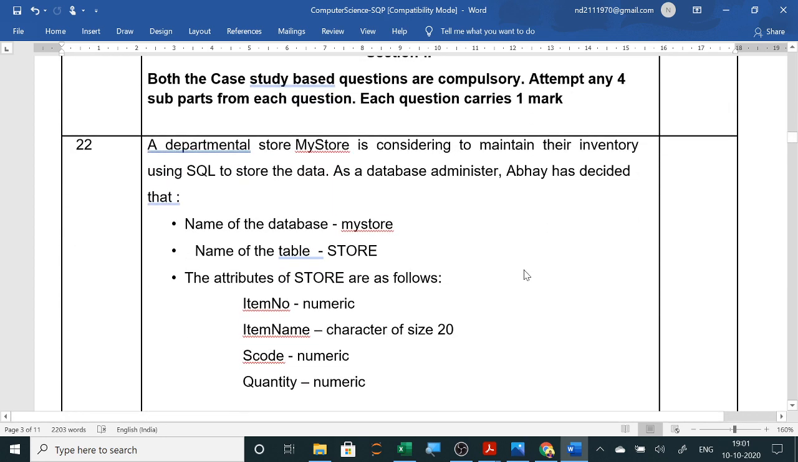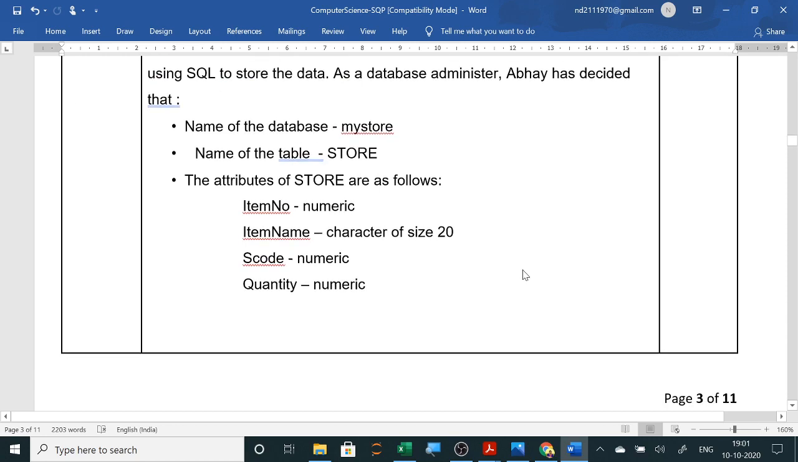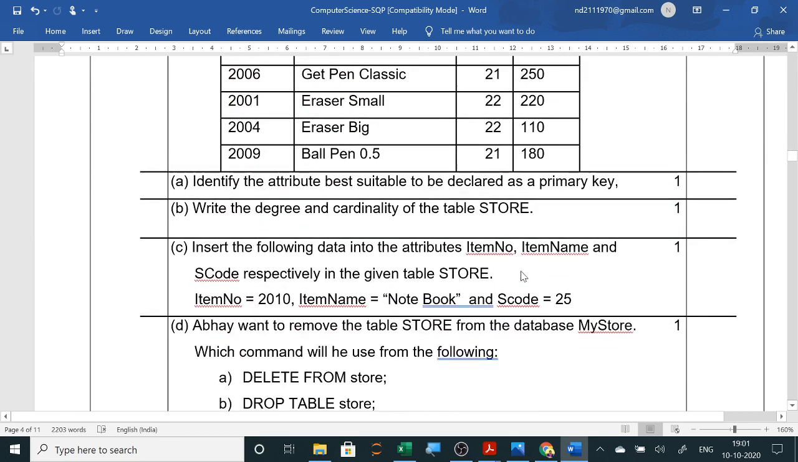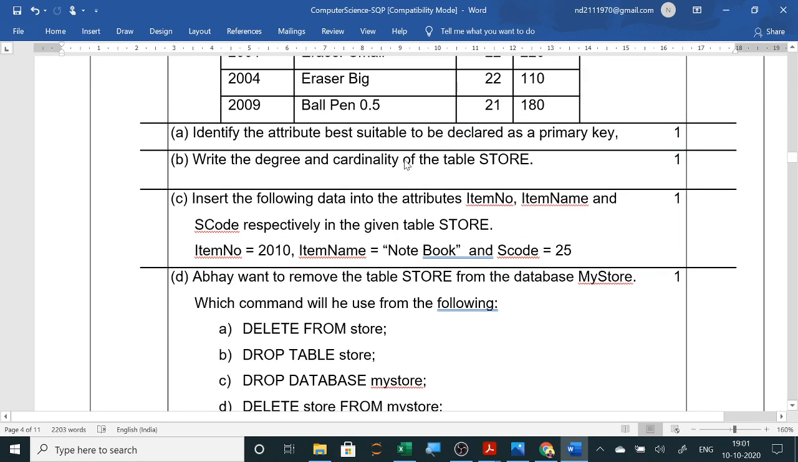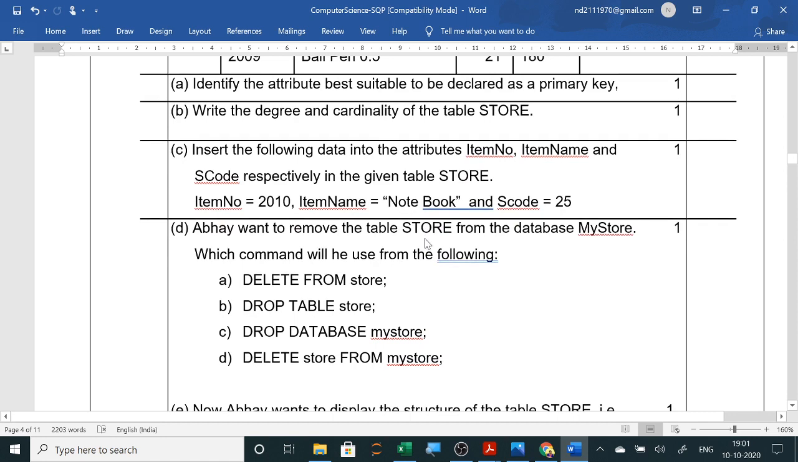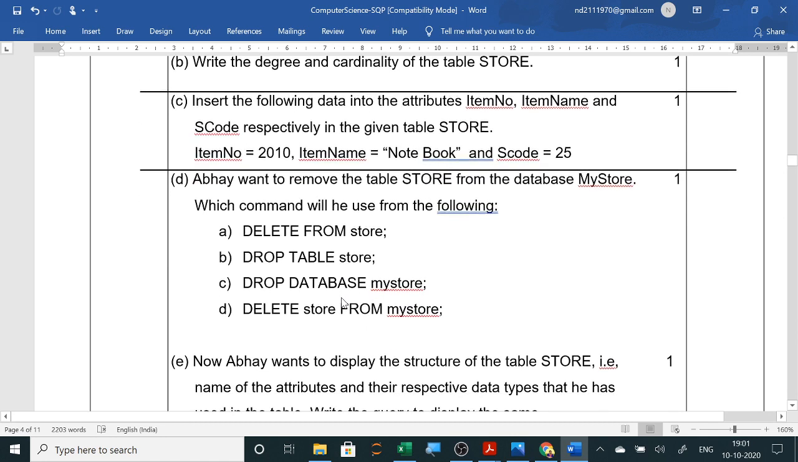Question number 2 is a case study. Now the first case study is of MySQL, where you have to identify primary keys and then degree and cardinality, and then we have to insert the following data, and he wants to remove the table, which command will he use out of these. So these are easy: drop table.